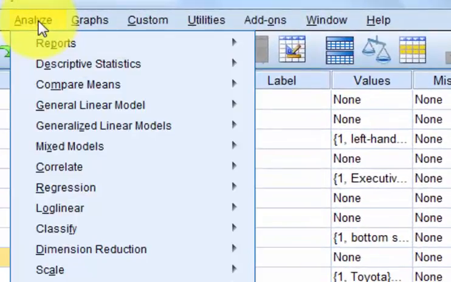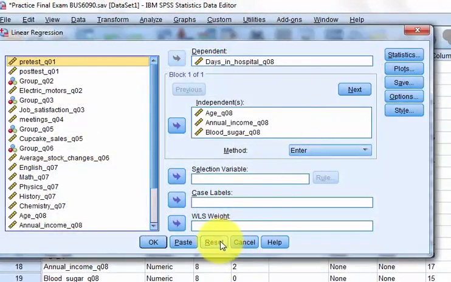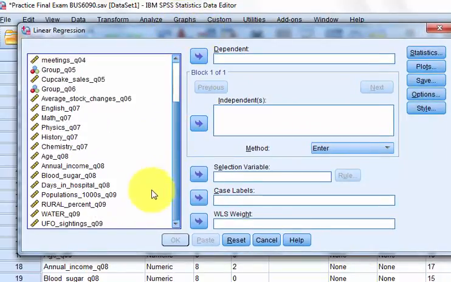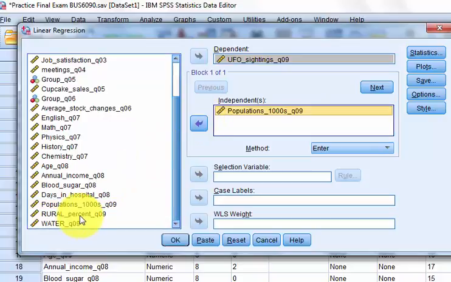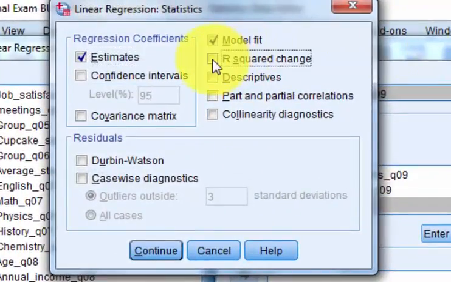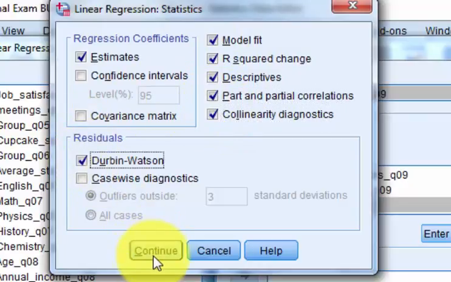We're going to go to Analyze, Regression, Linear. We're going to reset. Boom. What are we trying to predict? UFO sightings. Where are you? There you are. What are we going to try to predict that with? Population in thousands, what percent live in the country, and how much water. Statistics. Again, you always want the model fit, R-squared change, descriptive, partial and part correlations, collinearity diagnostics, and Durbin-Watson.